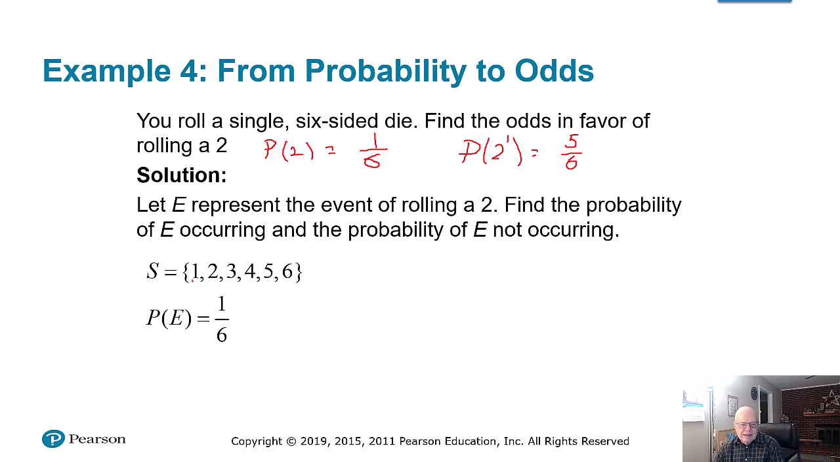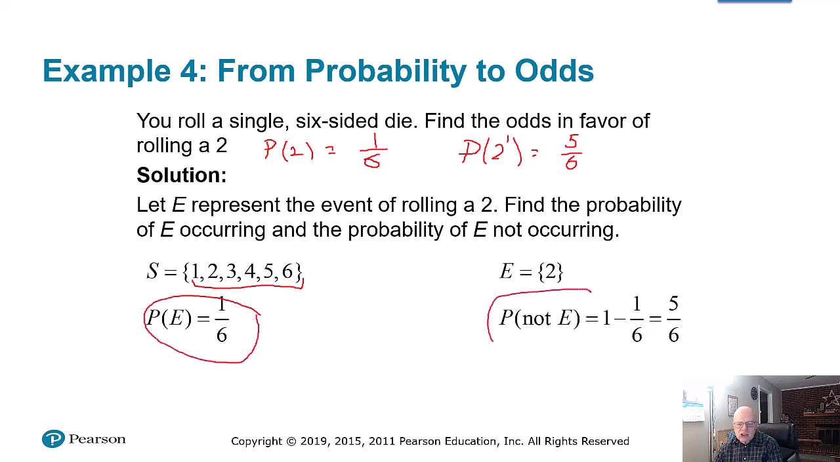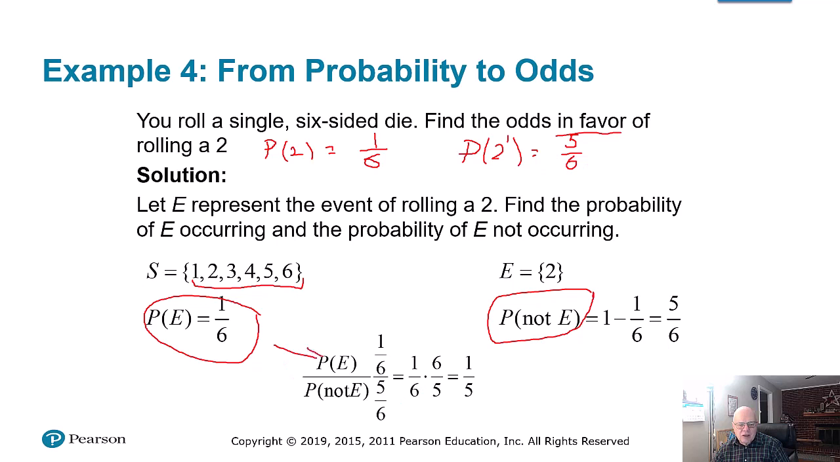So here's our sample space. Here's the probability of getting that 2. There's the probability of not getting the 2, 5/6. Put those together. Since it's the probability of in favor, you put the probability of E on the top and not E on the bottom. So it'll be 1/6 over 5/6. Invert the divisor. This is the divisor, the second one, the one you're dividing by, and then multiply. The 6's cancel. Your odds are 1 to 5, or 1/5.